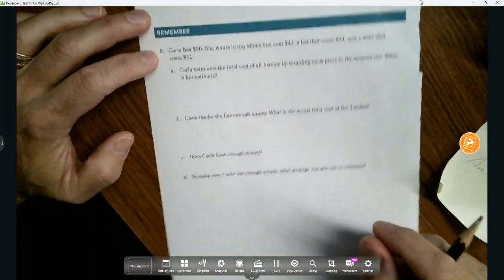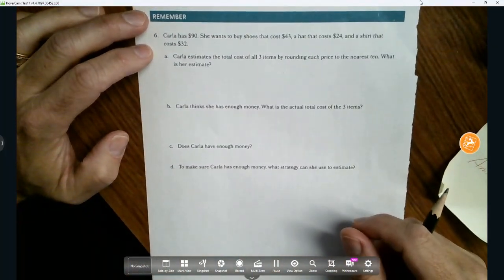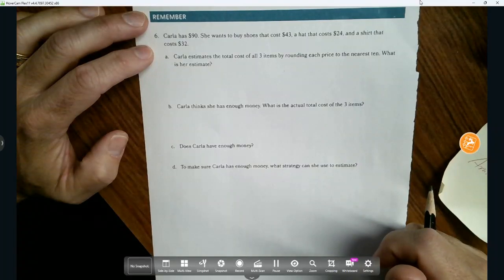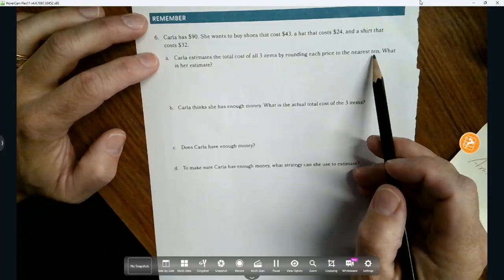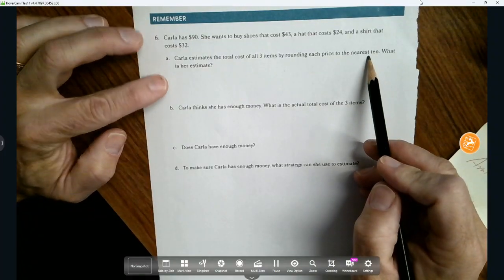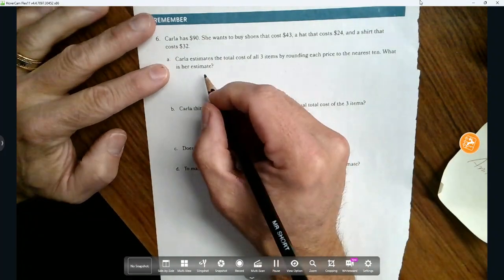All right, on the back. Uh-oh, Carla's going shopping, I think. Carla has $90. She wants to buy shoes that cost $43, a hat that costs $24, and a shirt that costs $32. Carla estimates the total of all 3 items by rounding each number to the nearest 10. What is her estimate?